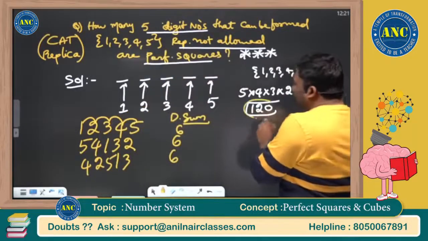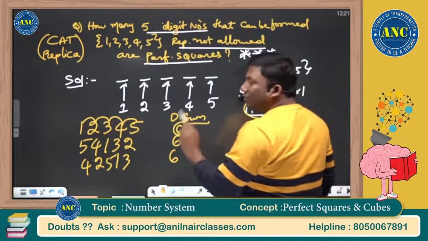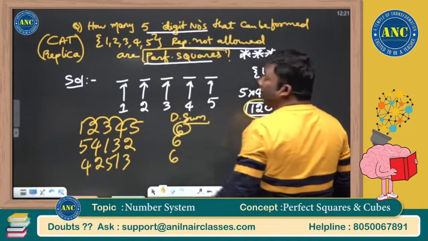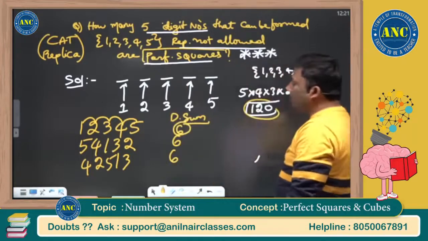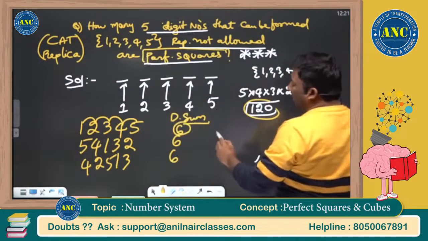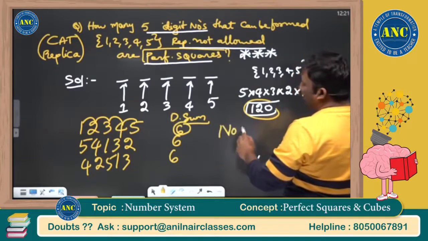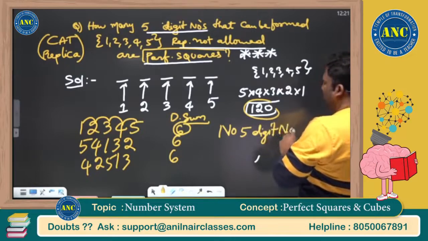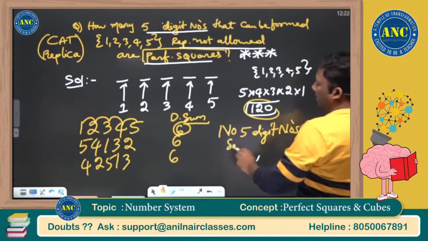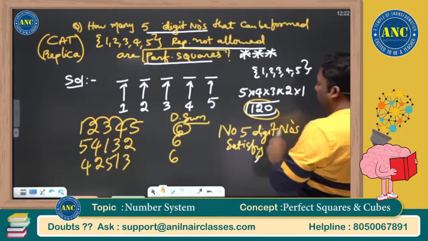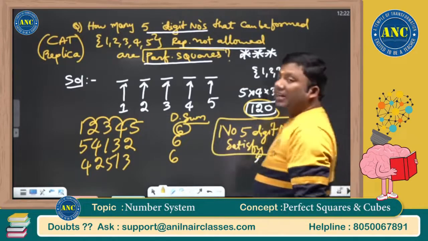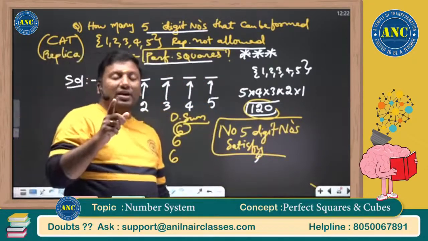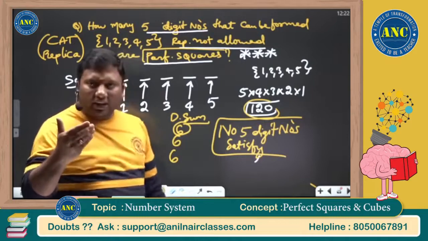For all the 120 numbers, what will be the digital sum value? It is nothing but 6. For a number to become a perfect square, what should be the digital sum? 1, 4, 7 or 9. The answer is no 5-digit numbers formed from the digits 1, 2, 3, 4, 5 are perfect squares. No 5-digit numbers satisfy the property. Very, very good question. He will not ask you by giving a number whether it is a perfect square or not. If you observe, the first 2 questions are very primitive questions.